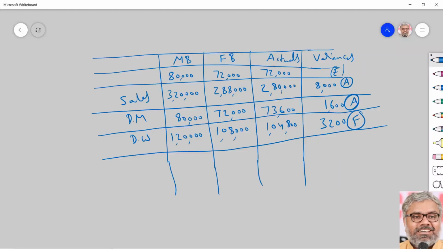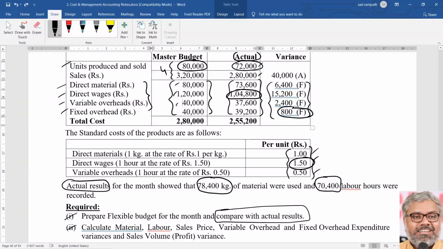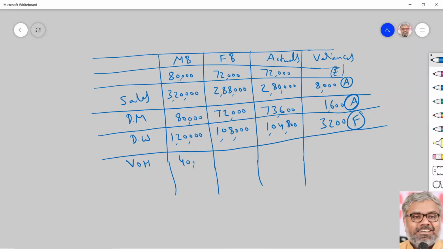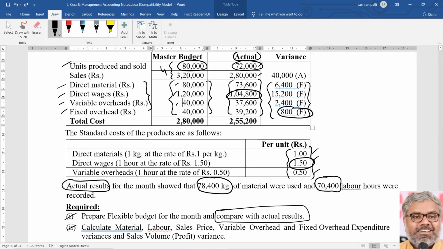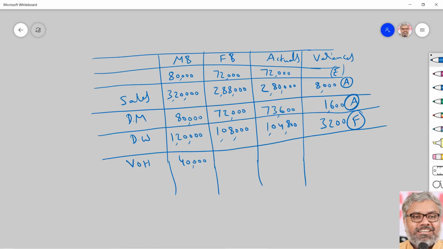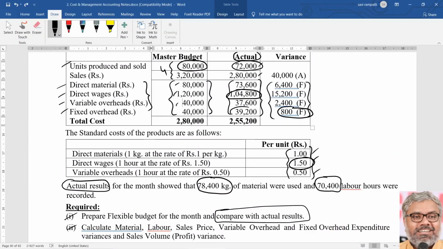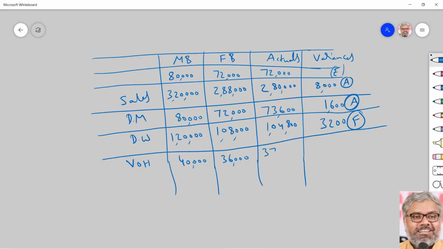Same way, for variable overheads, same logic can be applied for variable overheads, no problem. How much was budgeted? Master budget 40,000. How? Because 80,000 units at the rate of 0.5. But flexible budget will be how much? 72,000 at the rate of 0.5. That will be naturally 36,000. That is flexible budget. But how much was actual expenditure? 37,600 is the actual expenditure for variable overheads first. Again 1,600 adverse is there for variable overheads budget.